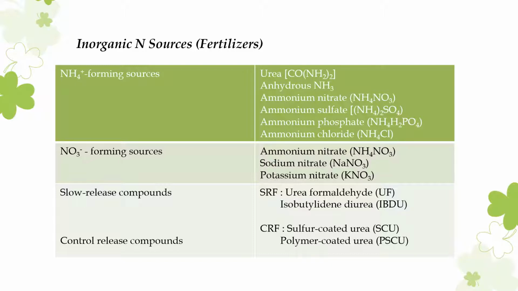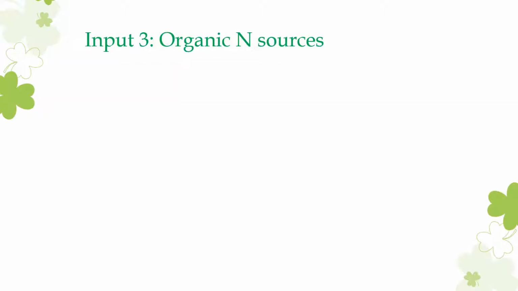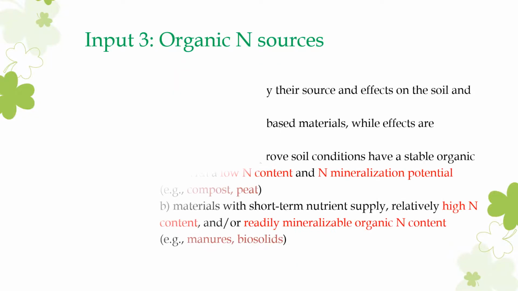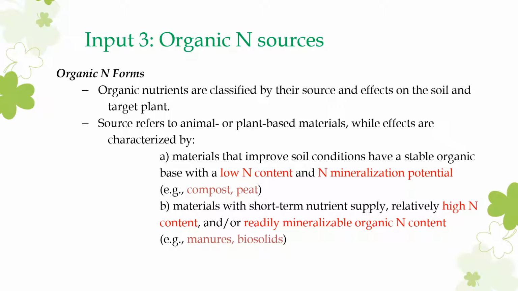These are examples of the inorganic nitrogen sources, which are in the form of fertilizers. We have the ammonium forming sources, which are urea, anhydrous ammonia, ammonium nitrate, ammonium sulfate, and so on. We also have the nitrate forming sources, which include ammonium nitrate, sodium nitrate, and potassium nitrate. We also have the slow release compounds, in the form of urea formaldehyde and also isobutylidene diurea. And then we have the controlled release compounds, which are the sulfur-coated urea and also the polymer-coated urea. Lastly, we have the third input, which is coming from the organic nitrogen sources.